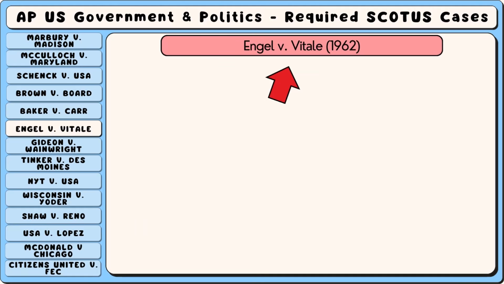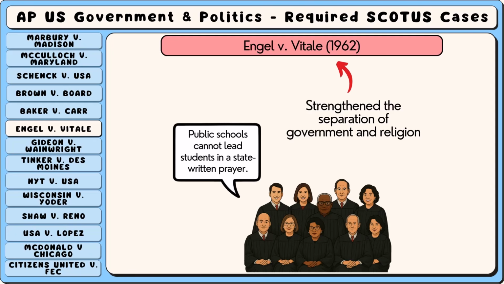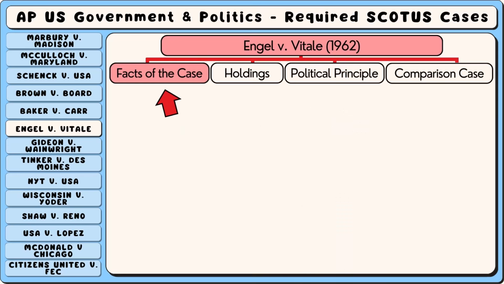The next required Supreme Court case is Engel versus Vitale. This case is significant because it strengthened the separation of government and religion by ruling that public schools cannot lead students in a state-written prayer. Let's look at the facts in the case.